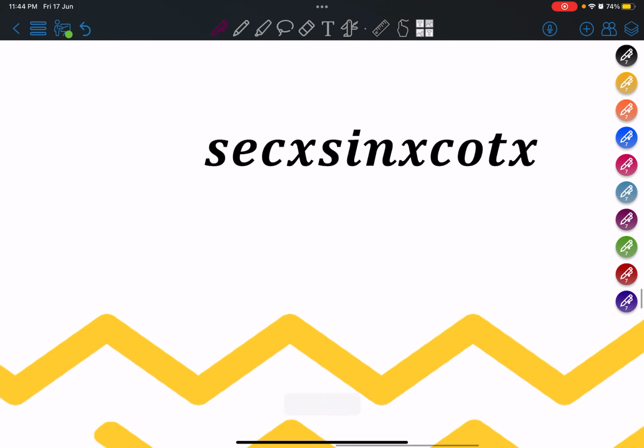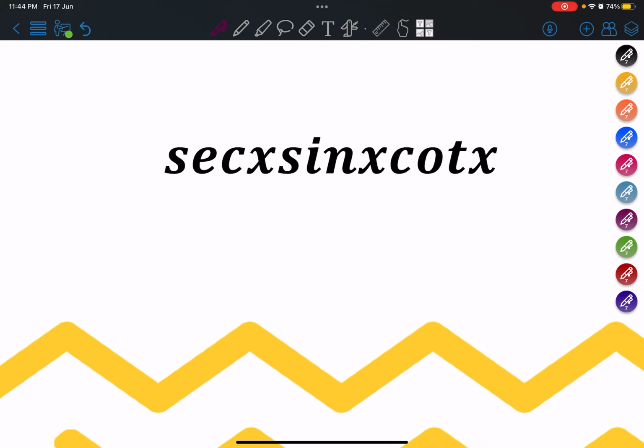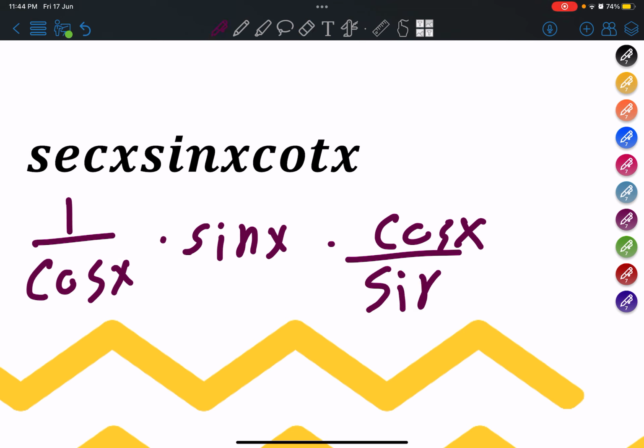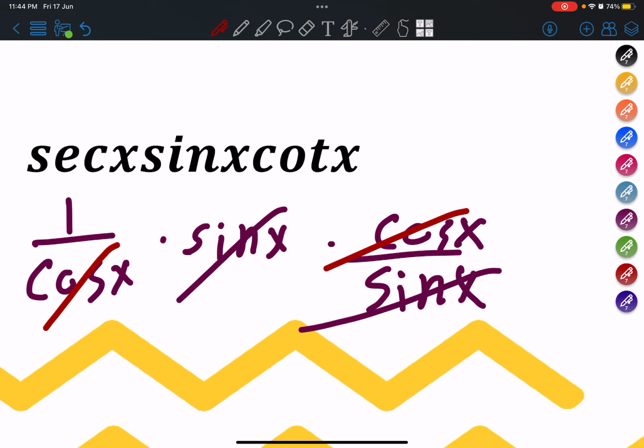Then if we go here, sec x times sine x times cotangent x. So let's first of all write them in terms of their reciprocals. So 1 over cosine x times sine x times cotangent x, which is the opposite of tan, that being cosine x over sine x. Okay, so sine x and sine x will go, cosine x and cosine x will go, leaving us only with 1.